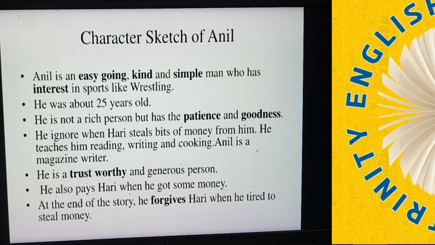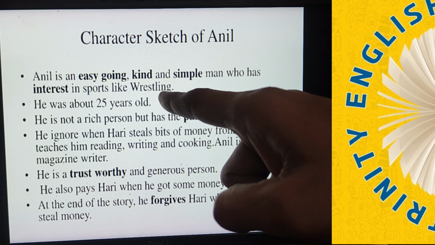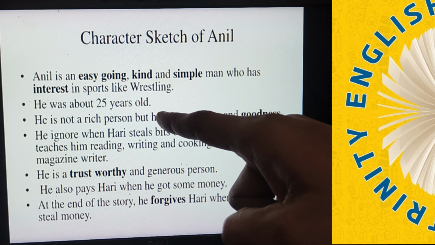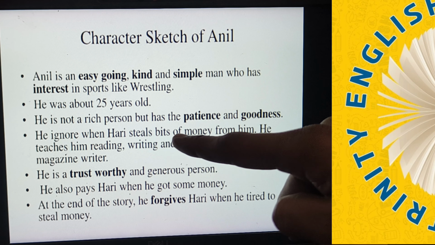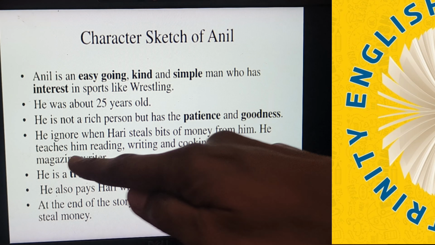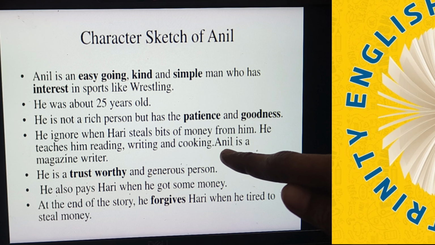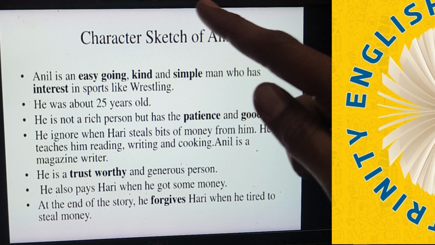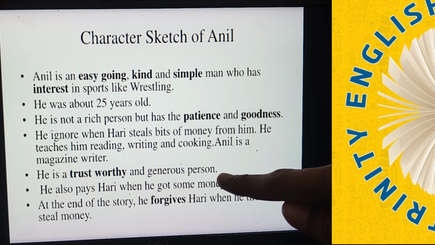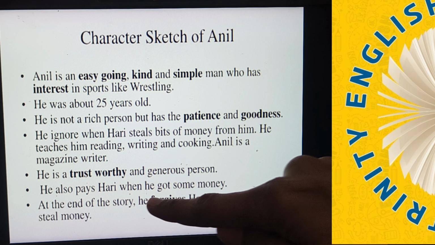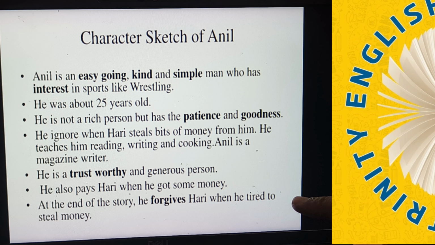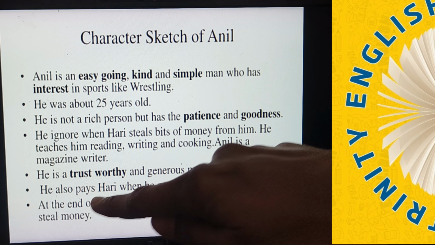And now, the character sketch of Anil. Anil is an easygoing, kind, and simple man who has an interest in sports like wrestling. He was about 25 years old and not a rich person, but he has patience and goodness. He ignores it when Hari steals bits of money from him. He teaches him reading, writing, and cooking. Anil is a magazine writer. He is a trustworthy and generous person. He also pays Hari when he gets some money. At the end of the story, he forgives Hari when he tried stealing money.